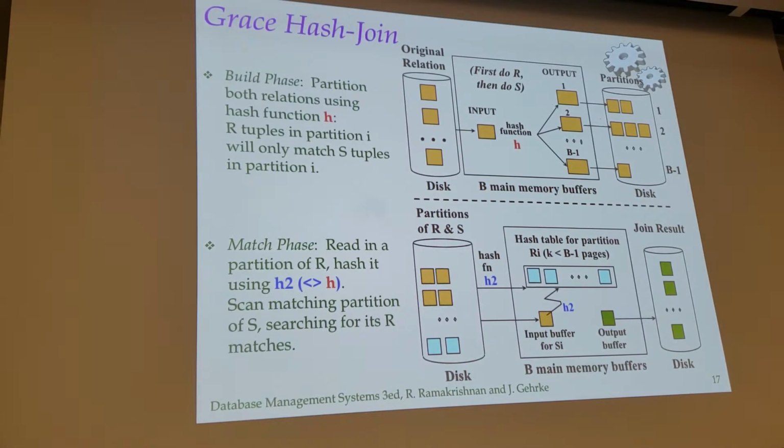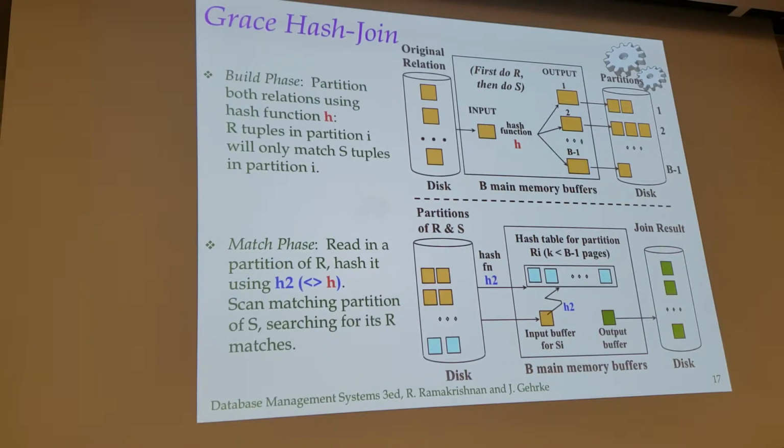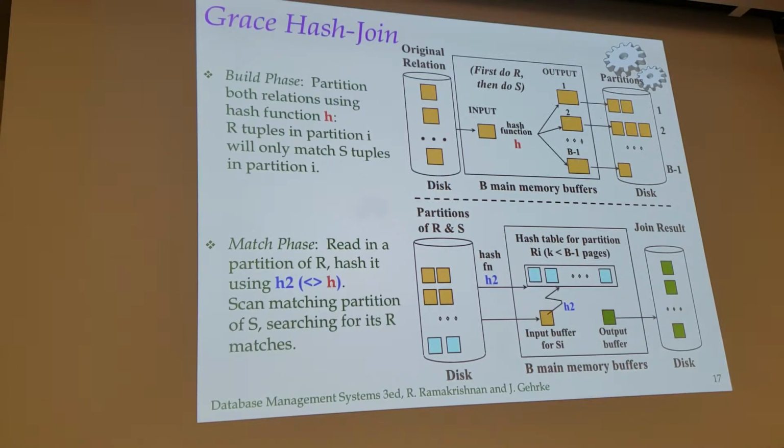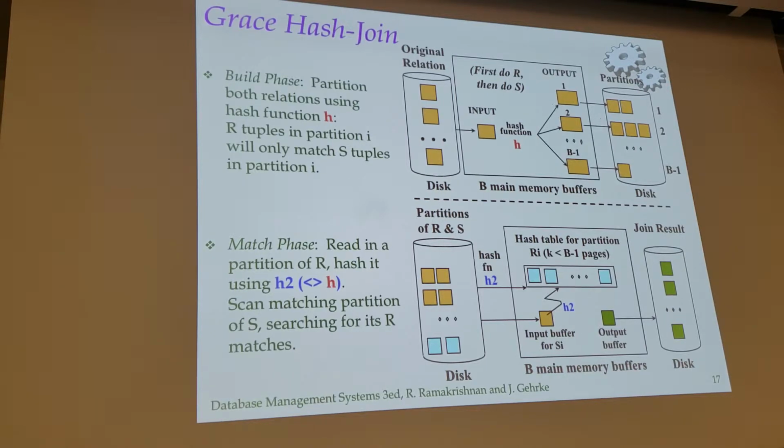I'm going to read in one of the partitions of R, let's say R sub 17. And then I'm going to use a hash function, which, with my similar lack of imagination, I'm going to call H2, the important thing being that H2 is not the same as H. I'm going to ask you why in a second, but let's see what's going on. And now, very similar to the block nested loop join, I'm going to build a hash table based on R sub 17. And then I'm going to read in block by block the things inside S sub 17 and find all the matches.